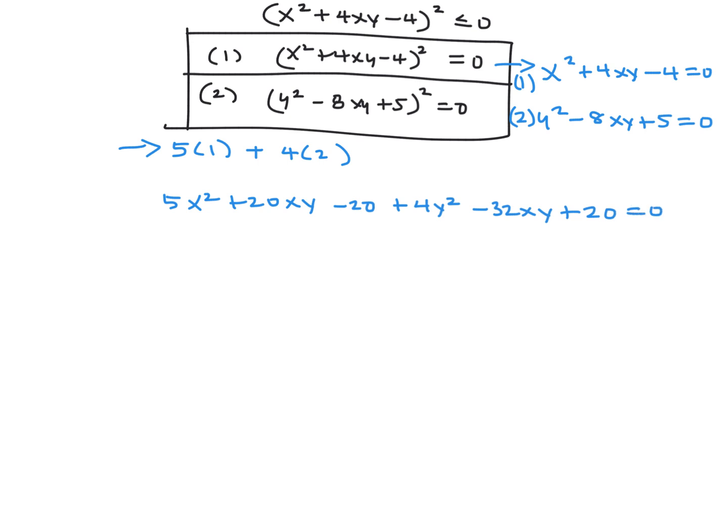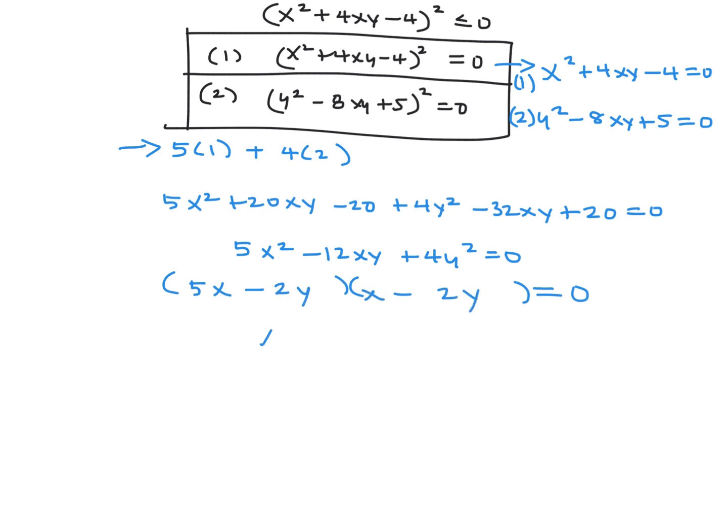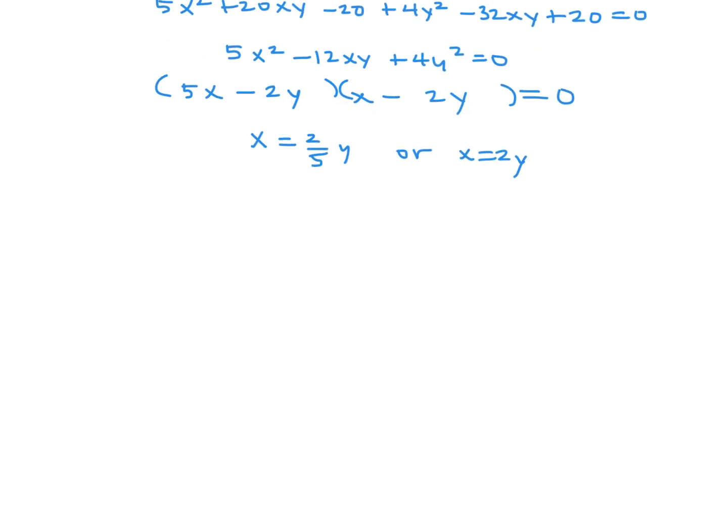And therefore this is 5x squared minus 12xy plus 4y squared is equal to 0. And therefore, this I think factors very nicely, 5x minus 2y and x minus 2y. And therefore, x is equal to either 2 over 5 y or x is equal to 2y. Okay, I'm getting somewhere.